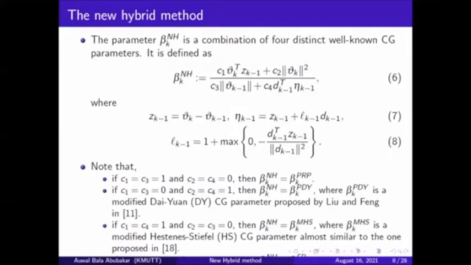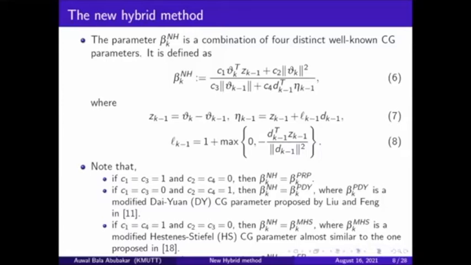So this is what we define. The parameter beta is a combination of 4 distinct well-known CG parameters, and it is defined as given by 6. What we observed is that among these 4 parameters we are considering, the PRP, HS, DY, some of them have the same numerator and some of them have the same denominator. That is what gave us a soft landing on how to define the beta k nh in 6, where zk is given by 7, beta k minus 1 is given by 7 also, and lk minus 1 is given by 8.